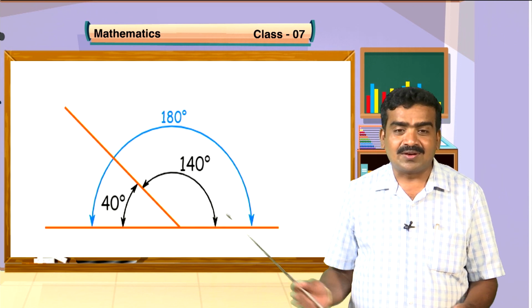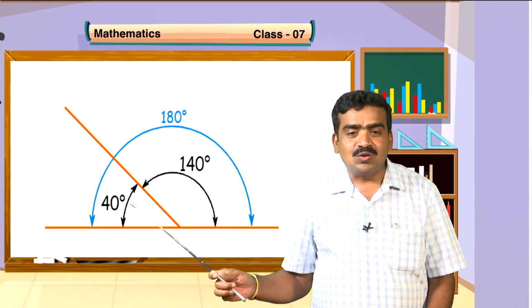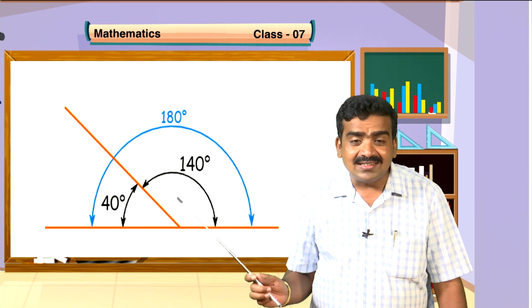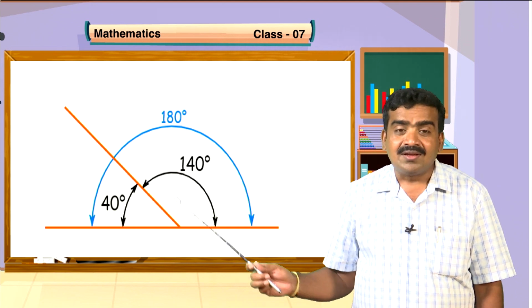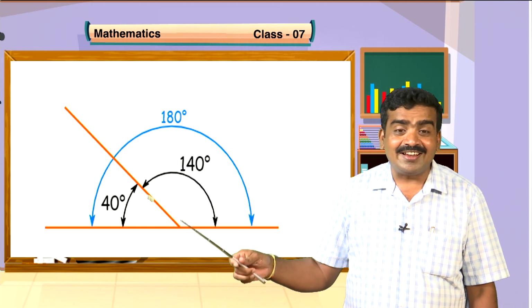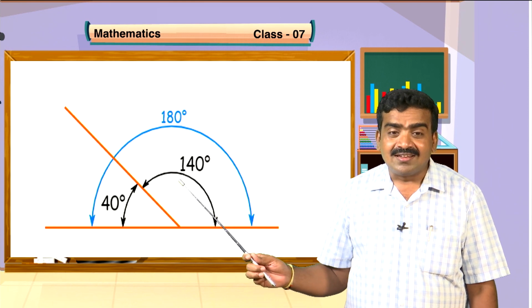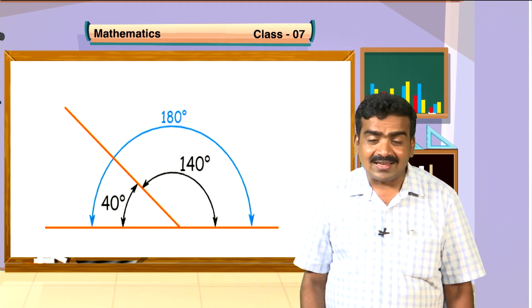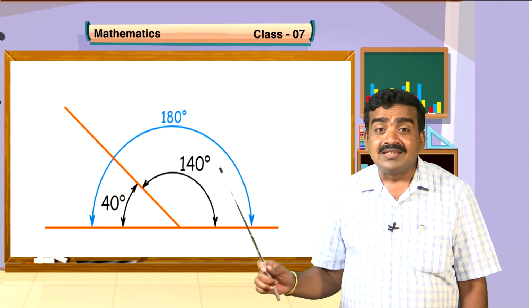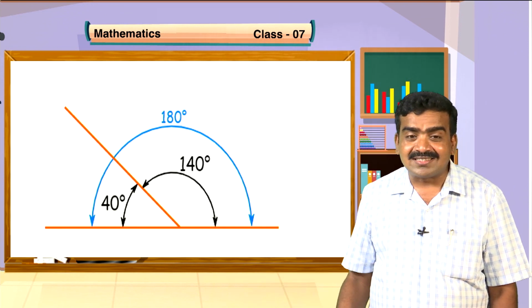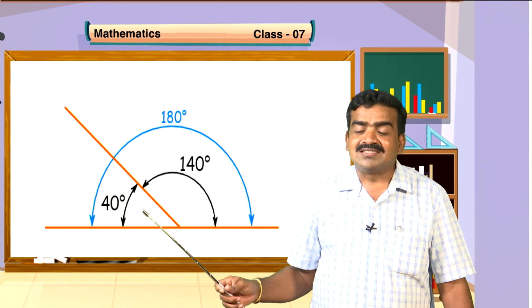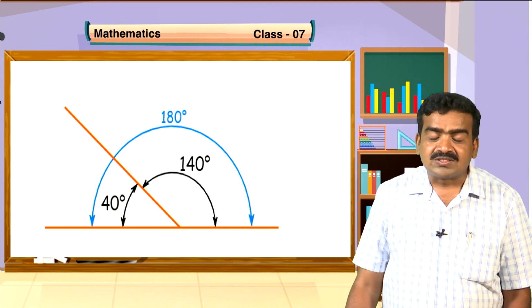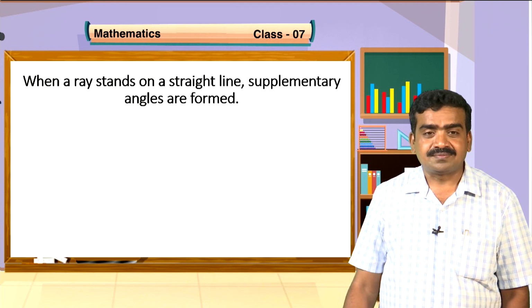Yes, come on. Look at the picture. Here there are two angles. One is 140 degrees and the other is 40 degrees. Add these two. How much will you get? You will get 180 degrees, a straight angle. So that's why these two angles can be called supplementary angles. We can say 40 degrees is the supplement of 140 degrees. Similarly, 140 degrees is the supplementary angle of 40 degrees.